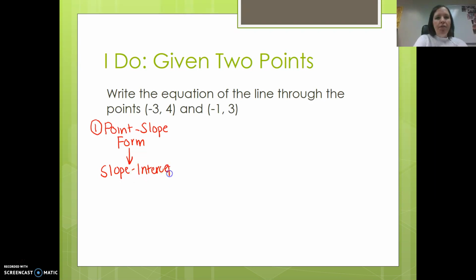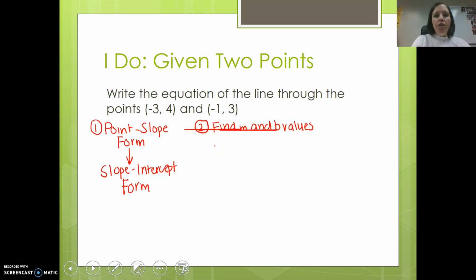So we've written point slope form equations from 2 points. And on the very first slide, the very beginning of your notes today, you change point slope form into slope intercept form. The second method here, and this is what I'm going to go through, is to actually find your m and b values on your own.